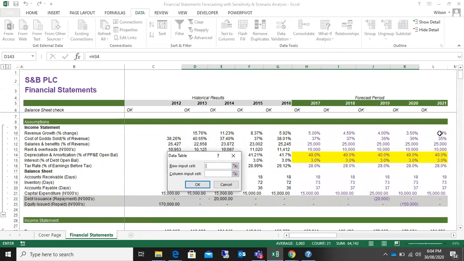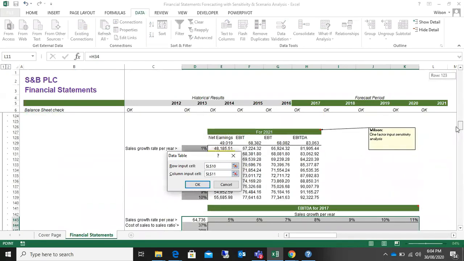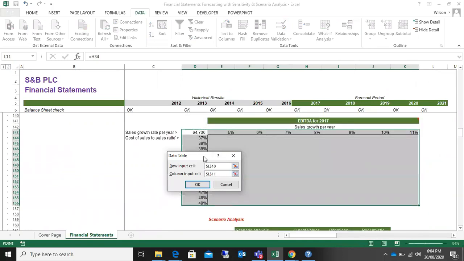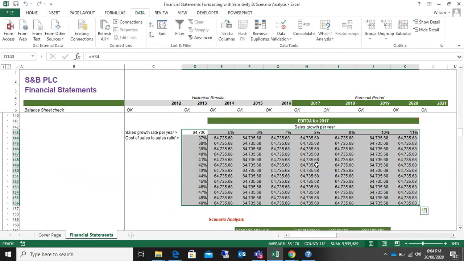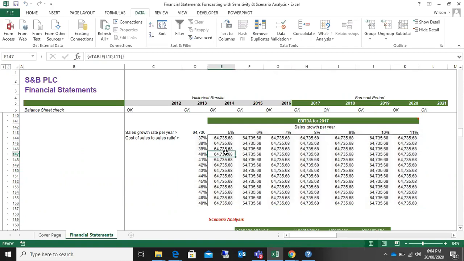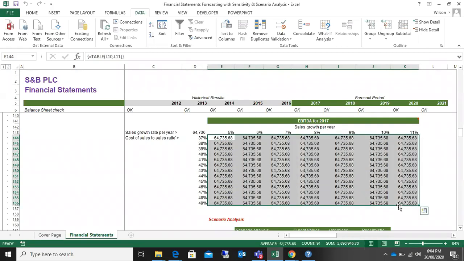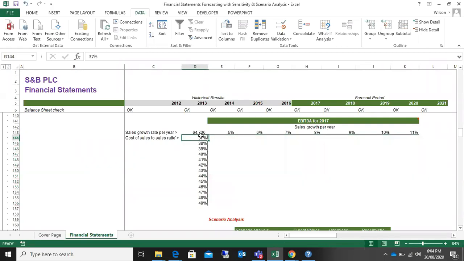Row is sales, column is cost. Okay. So let's come down here and click on OK. So this is what we have. But I think something is wrong here. Let's see what we must have missed, because this is not actually giving the right result.